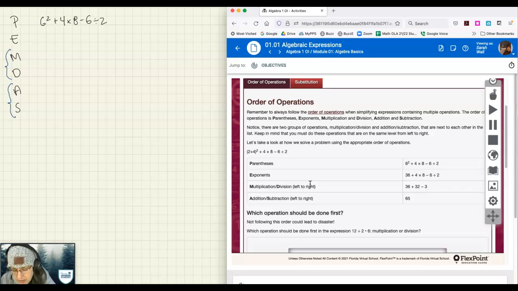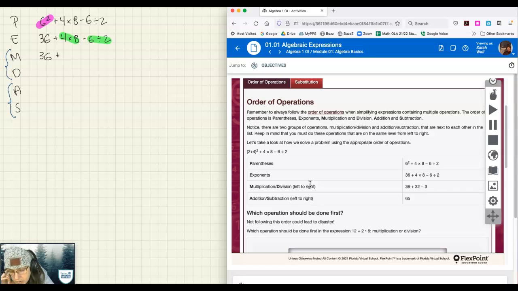So there aren't any parentheses, but there is an exponent. Okay? So I'm going to do the exponent. 6 squared is the same as 6 times 6, which is 36. And then I'm just going to write out the rest of it. So now what have I got? Now I've got my multiplication and division. So 4 times 8 needs to be multiplied and 6 needs to be divided by 2. So I'm going to keep my 36 just the way that it is.